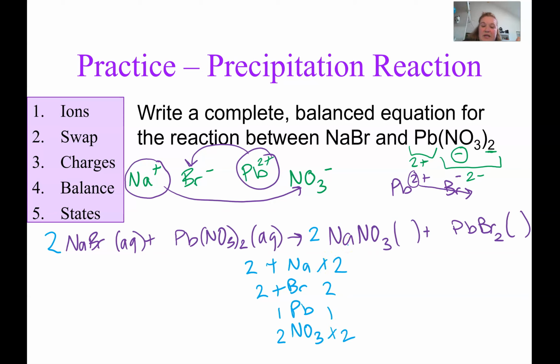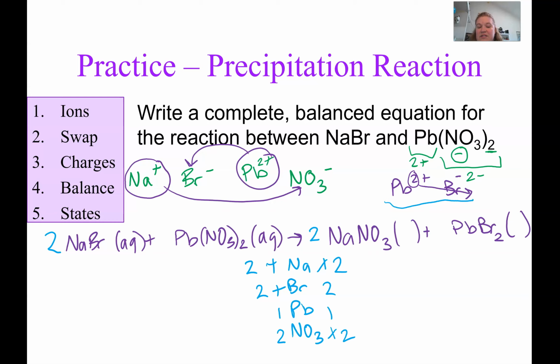Now if you're doing this and you can't balance your chemical equation, it's just not working out, it means that when you wrote out the formula for one of your products, the charges weren't properly balanced. If your charges aren't balanced, then your chemical equation won't ever work out.